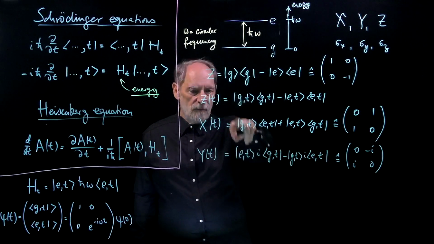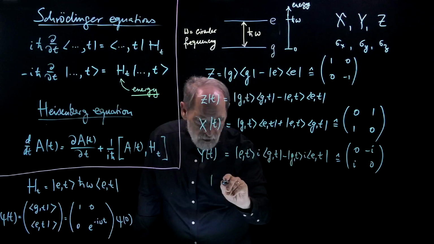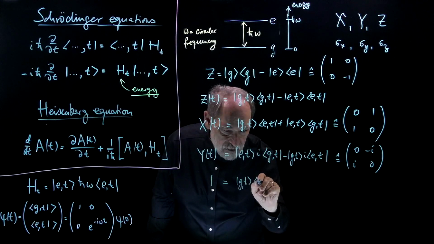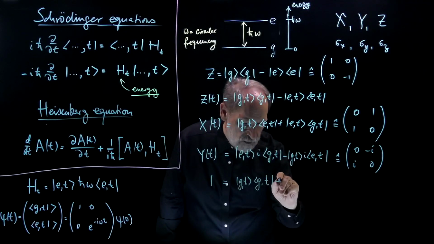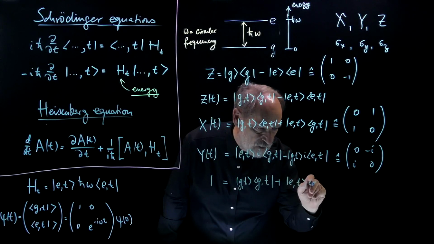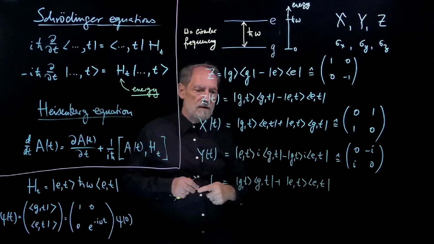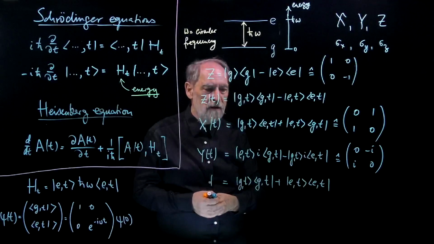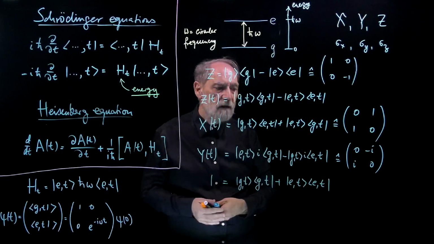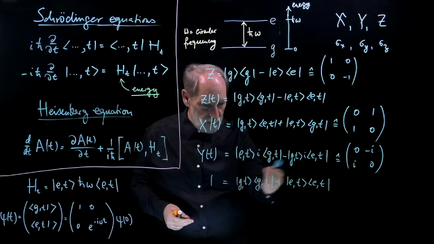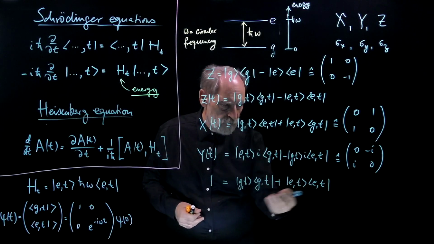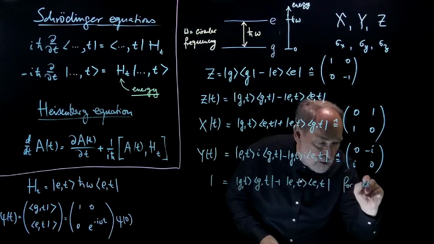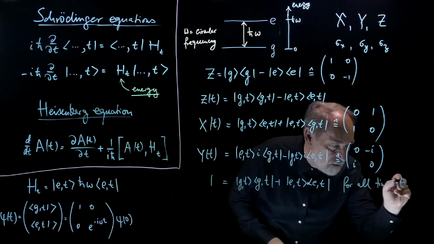Well, we have to remember that there is also the identity, and the identity is just ground state ket bra, plus excited state ket bra. So it's just the completeness relation for these two states, but it's a completeness relation for the states at time t. Whatever is the time t, this ket bra for the ground state and the ket bra for the excited state add up to the identity. So this is true for all times t.